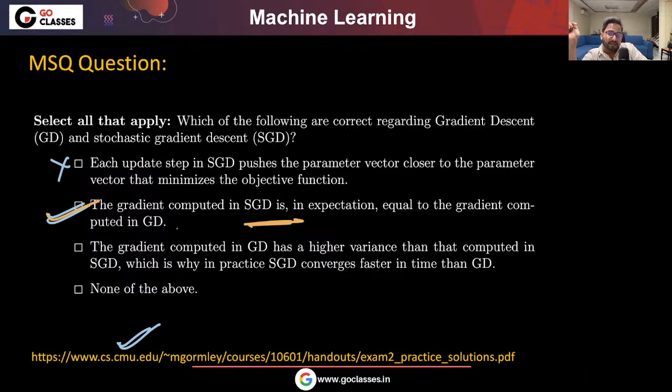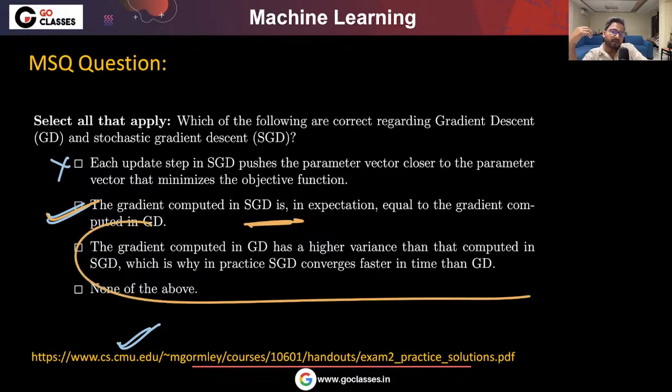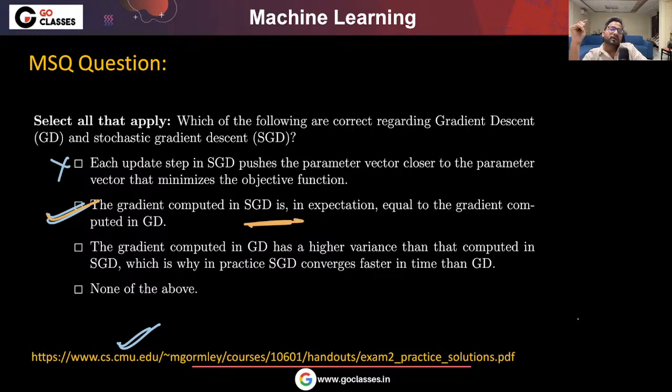The gradient computed in GD has a higher variance than the gradient computed in SGD, which is why in practice SGD converges faster than GD. This option is also a little complicated. They are saying that the gradient computed in gradient descent, GD meaning batch gradient descent, has a higher variance. Higher variance means it keeps fluctuating too much.